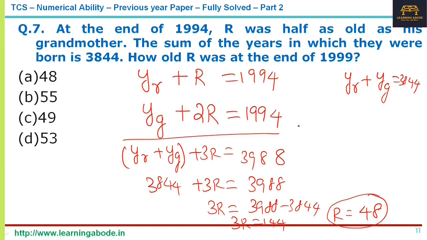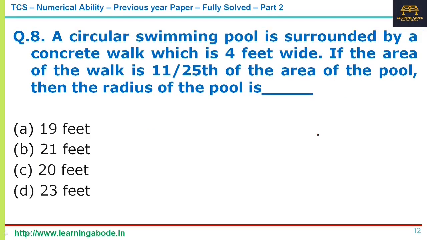Now the question asked us how old R was at the end of 1999. So at 1994, R is 48. Now 99 means after 5 years. So 48 plus 5, 53 is the answer for this question. That's answer option D. Answer option D, 53, for question number 7.